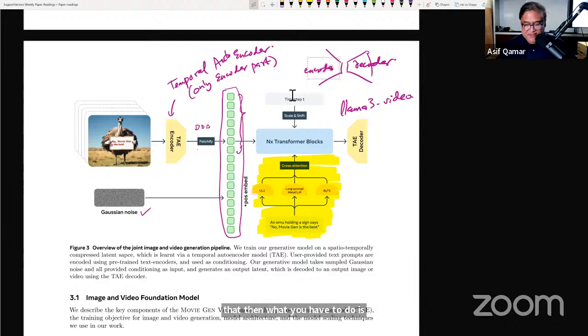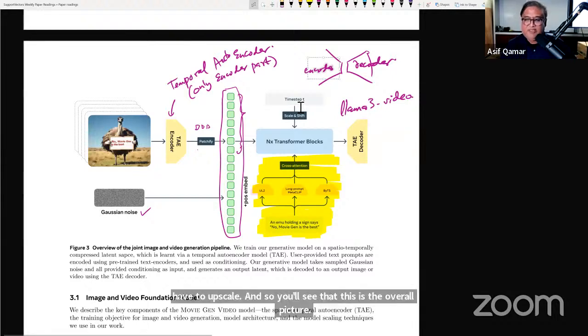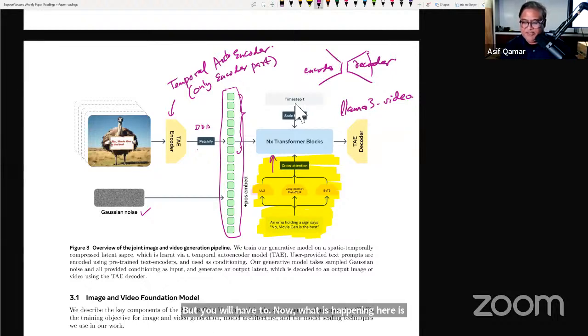And so you'll see that this is the overall picture. What is happening here is you have a cross attention. You're passing it to a transformer. You're passing this encoding, the cross attention piece, to the transformer, and then eventually to the TAE decoder, right? So the transformer will do its transformations.